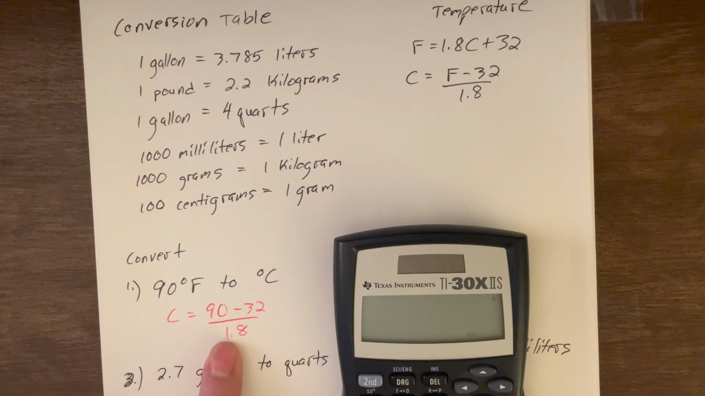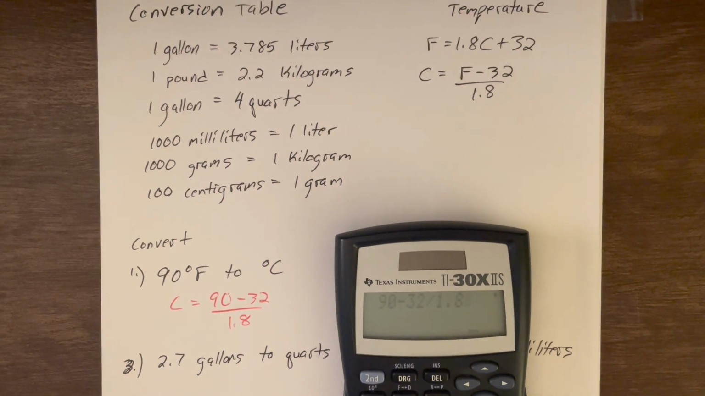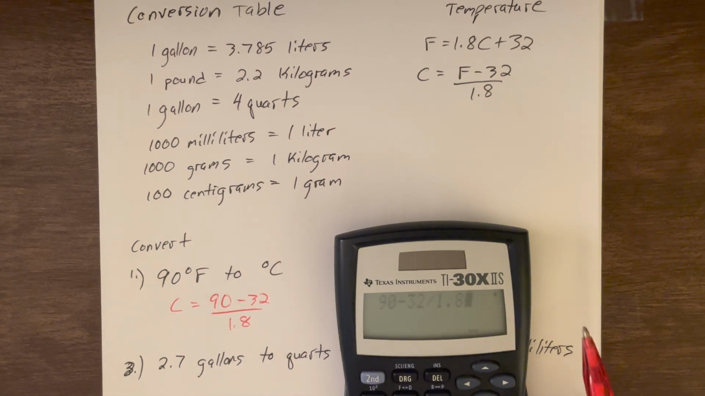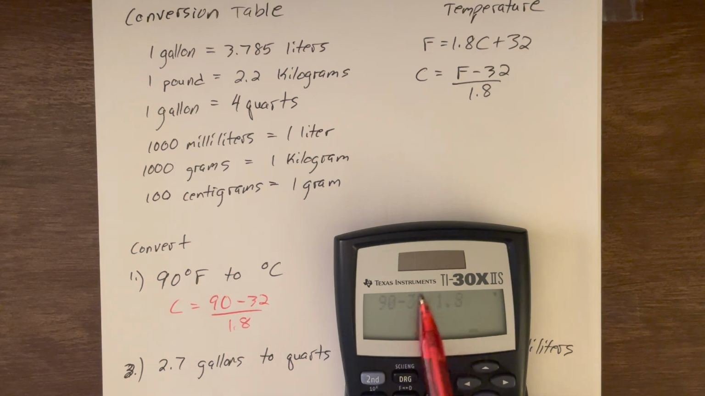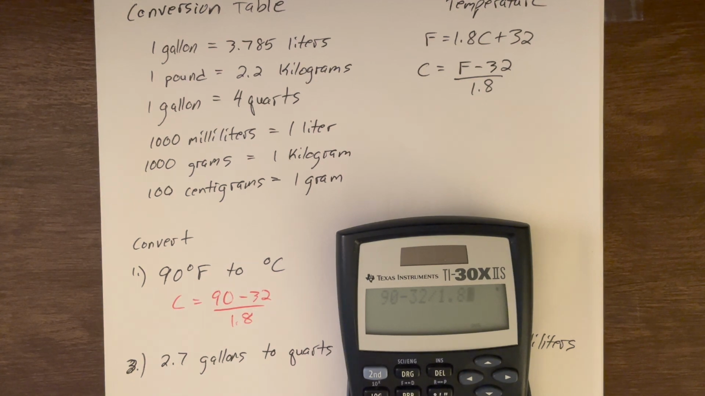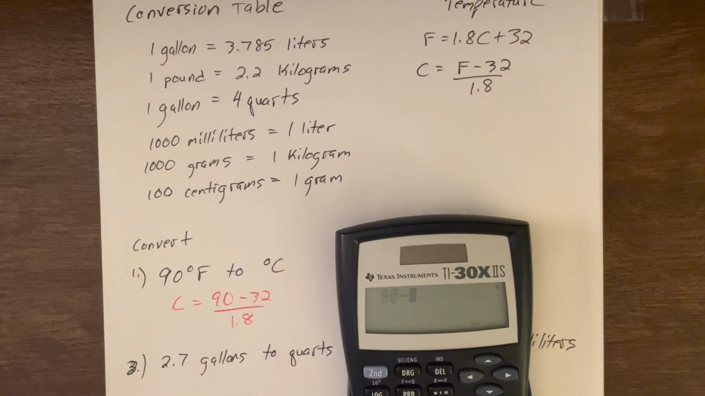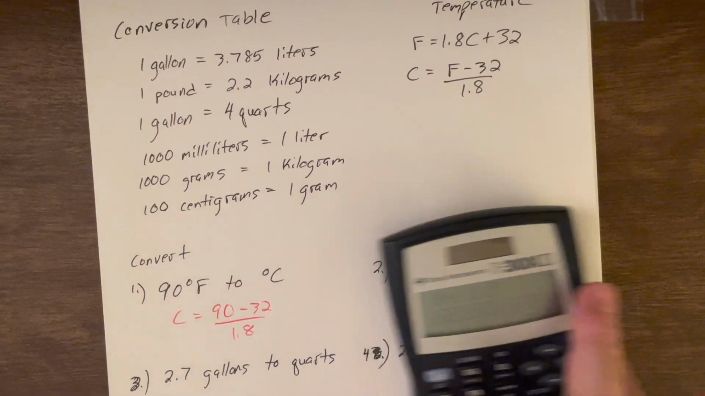So if I just do this all at once, 90 minus 32 divided by 1.8, I am not getting the correct answer. Because when I hit enter, the calculator knows order of operations, so it goes 32 divided by 1.8, gets an answer, and then 90 minus that answer. That's not what this formula is telling us to do. So that is the wrong answer. What is the correct answer? 2 steps, or use parentheses. 90 minus 32, enter, and that divided by 1.8, that is my answer.